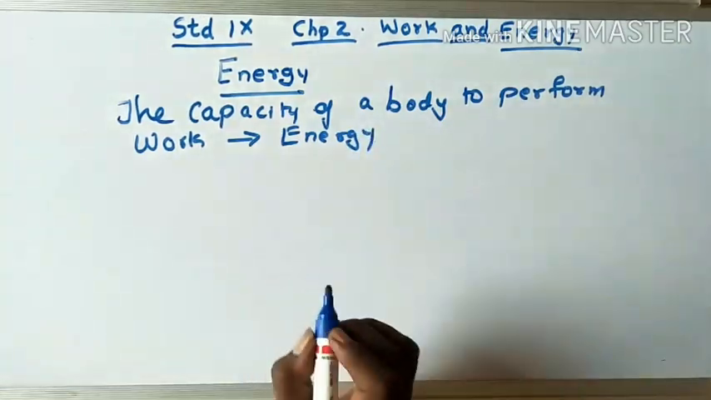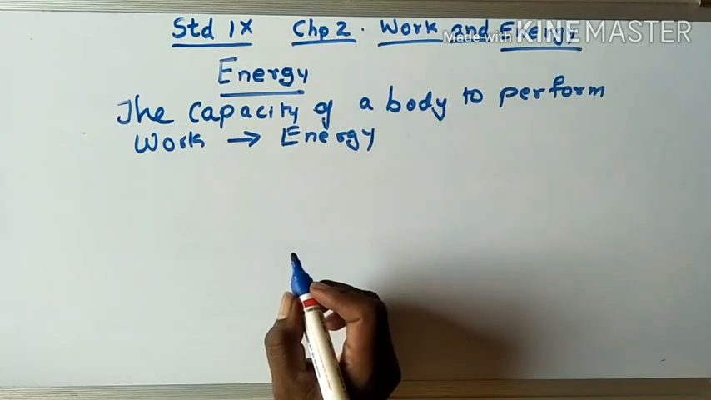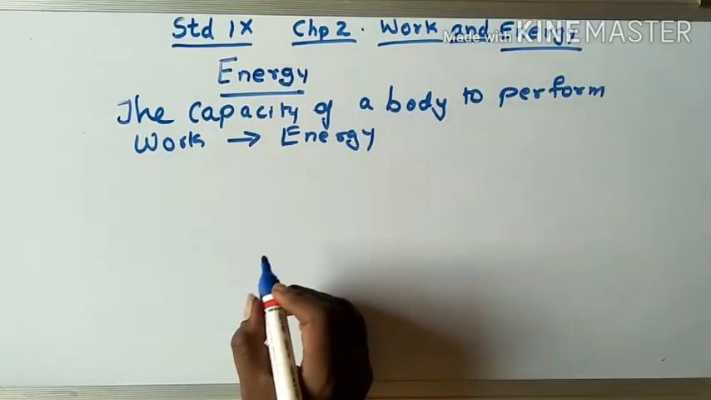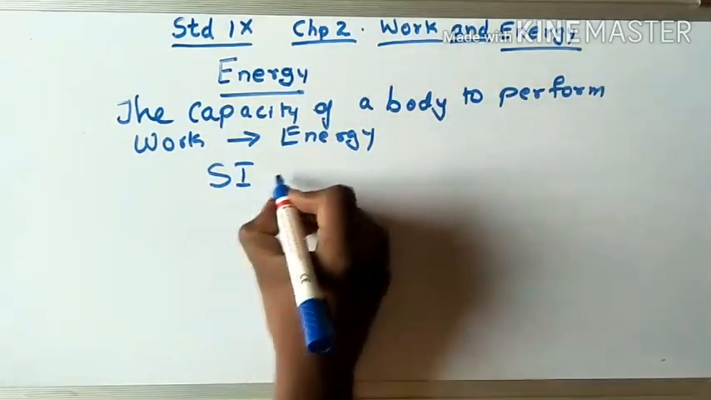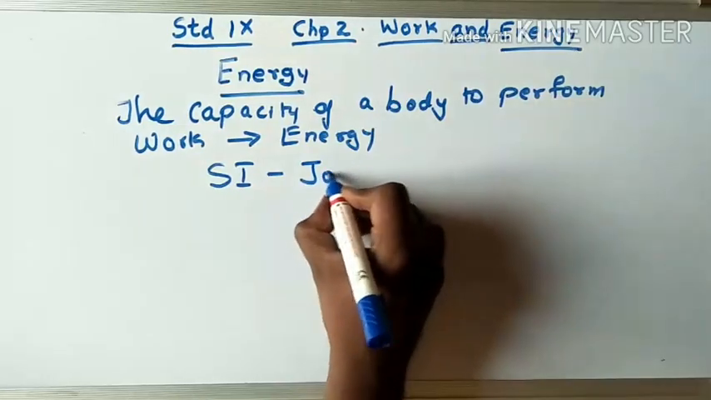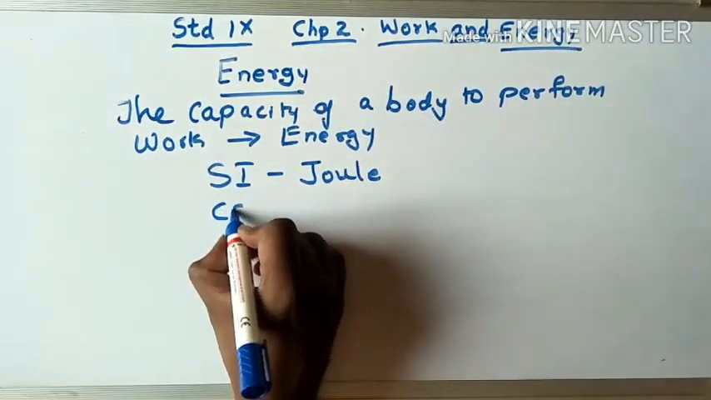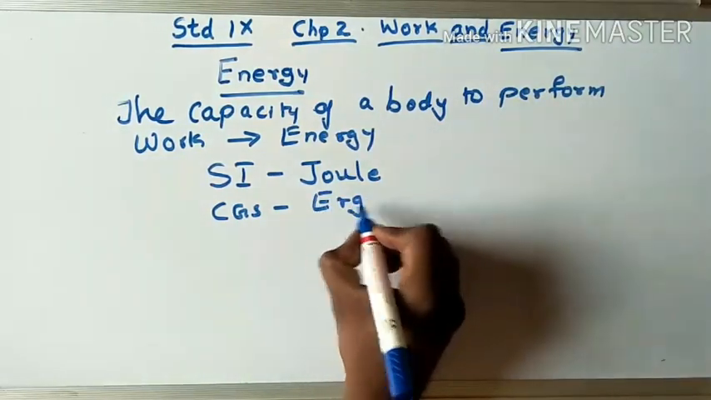Now, how do you express the energy? What is the unit for energy? The energy and work both are same. So the unit for the work energy is also same. So in SI unit, the unit for energy is joule, and in CGS unit, the unit for energy is erg.